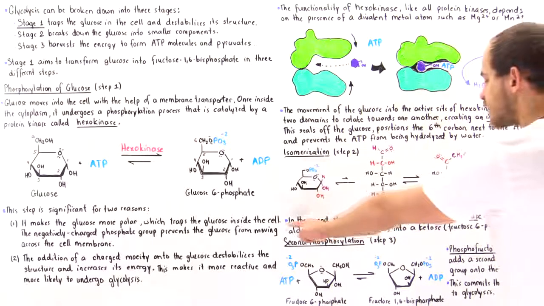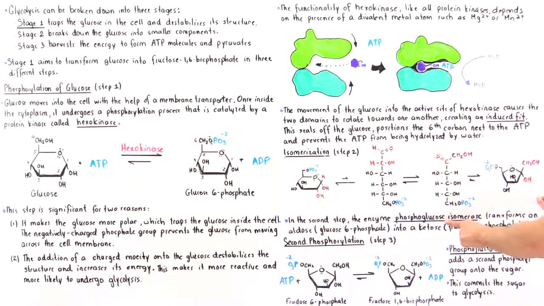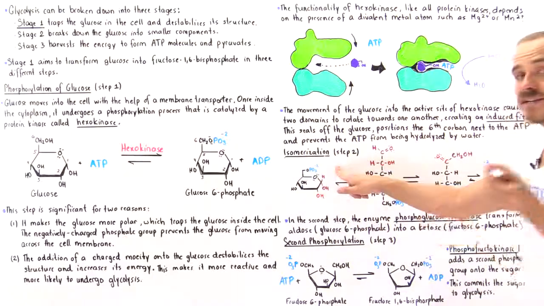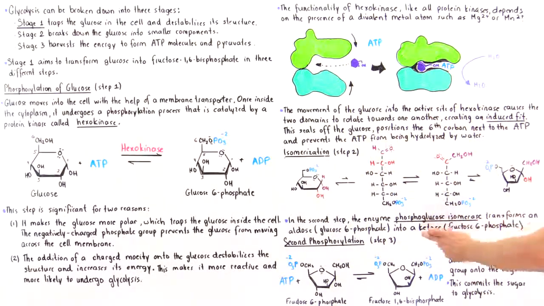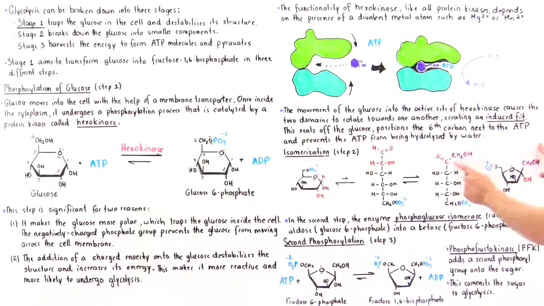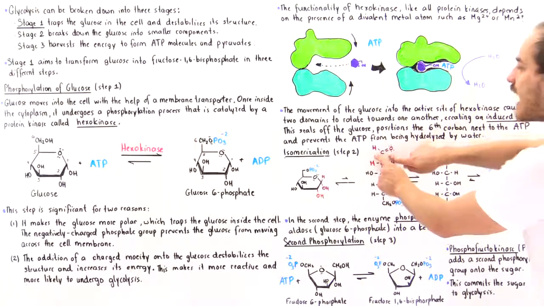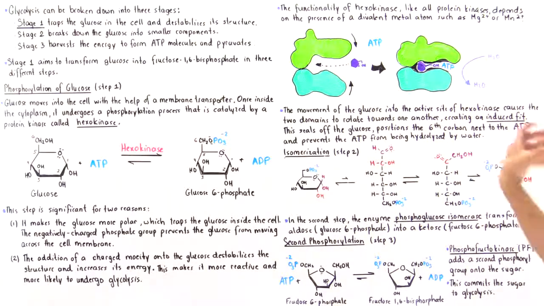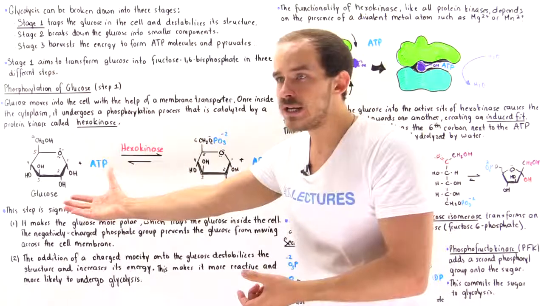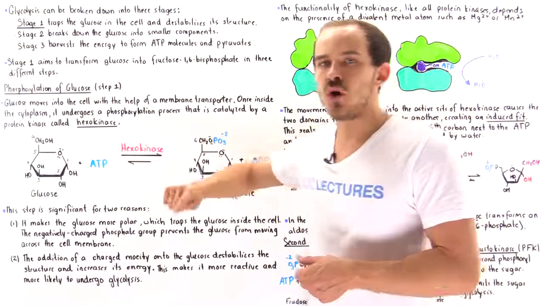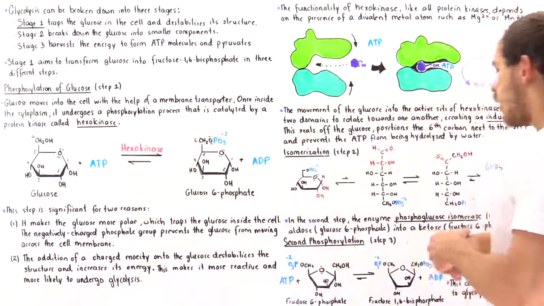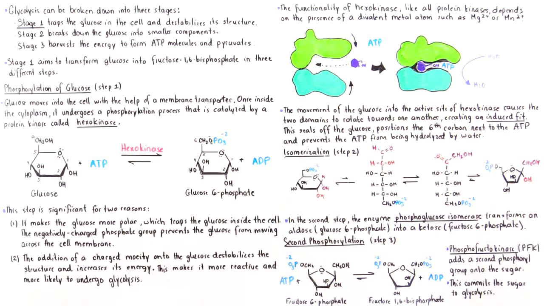So in the second step, the enzyme phosphoglucose isomerase transforms the glucose, which is an aldose, it contains an aldehyde group, into a fructose, which is a ketose that contains this ketone group. So this is a ketone and this is an aldehyde. So we see that in step 2 of stage 1, the entire point is to transform an aldose into a ketose. Now, let's move on to step 3 of stage 1.